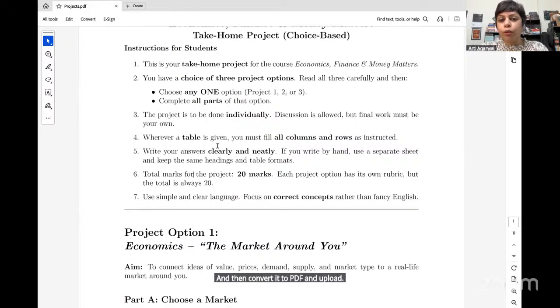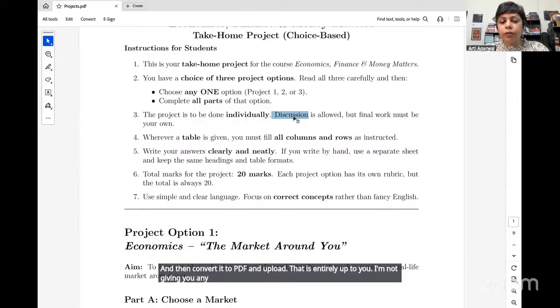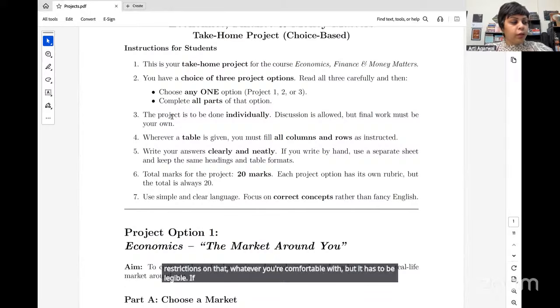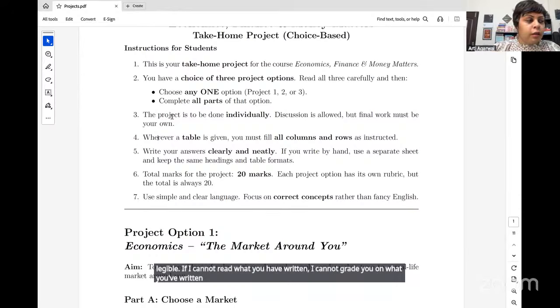That is entirely up to you. I'm not giving you any restrictions on that, whatever you're comfortable with, but it has to be legible. If I cannot read what you have written, I cannot grade you on what you've written, right? That's common sense. So please be very clear.